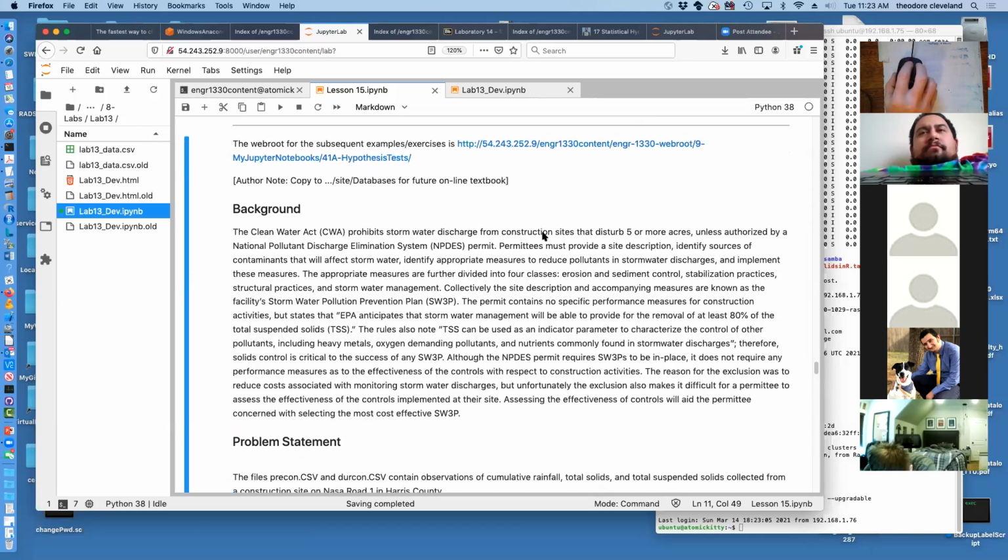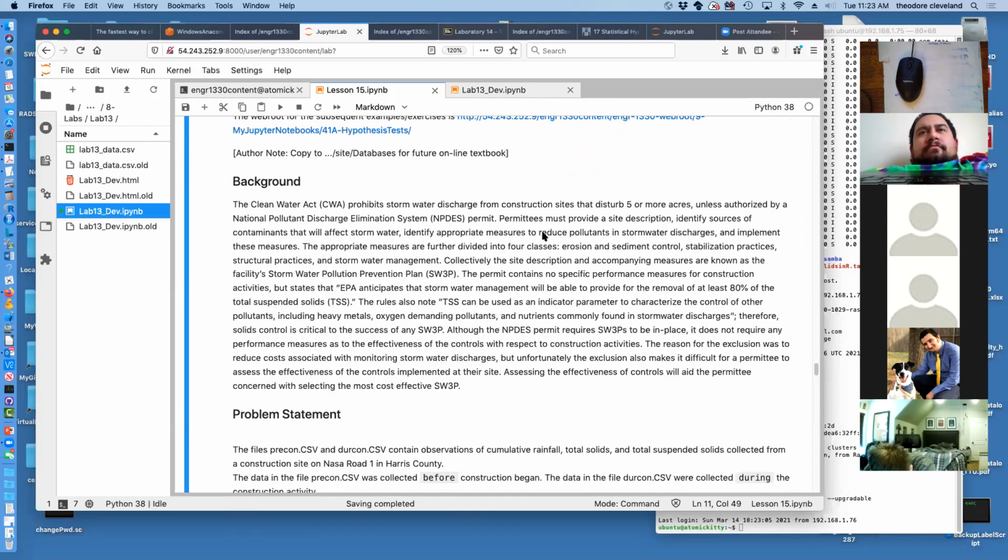And the permit itself contains no specific performance measures for construction activity, but states that, quote, the EPA anticipates stormwater management will be able to provide for the removal of at least 80% of the total suspended solids. The rules also note TSS can be used as an indicator parameter to characterize the control of other pollutants, including heavy metals, oxygen-demanding pollutants, and nutrients commonly found in stormwater discharges.